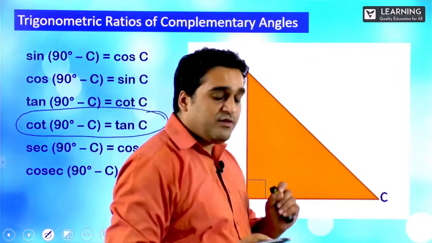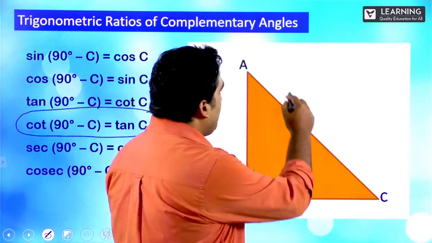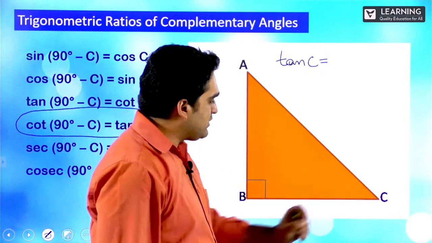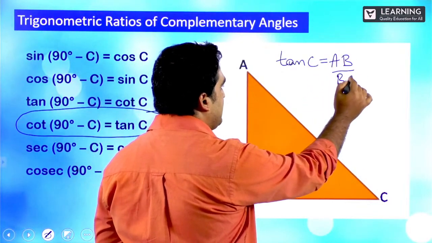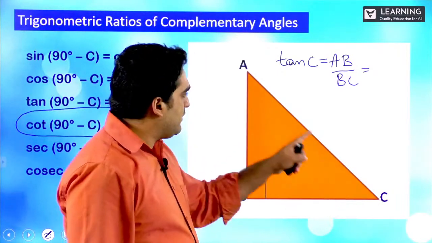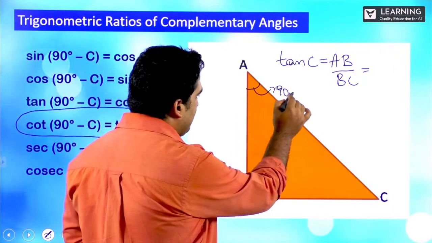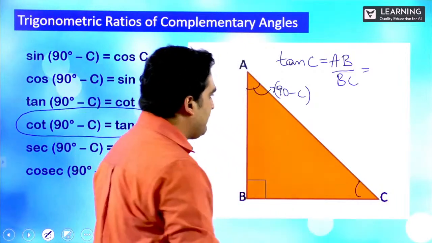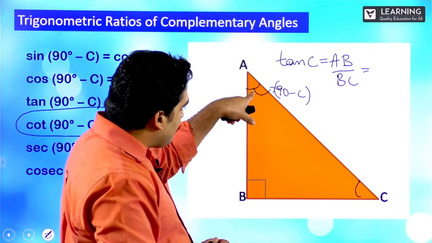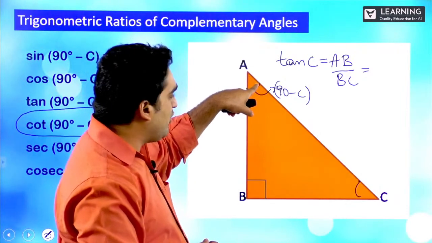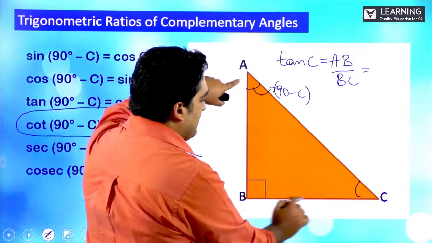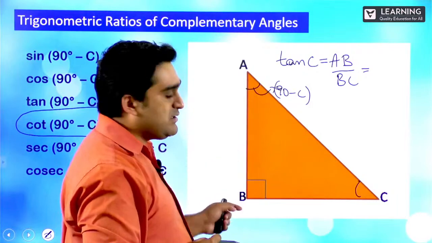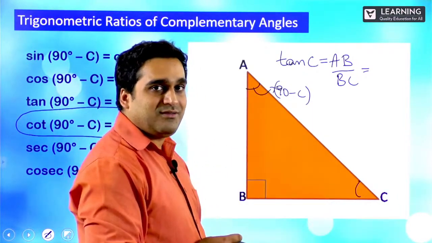Okay. So let us try to prove this one. Tan C. First of all, tan C is equal to opposite by adjacent, which is AB by BC. If this is C, this angle here will be 90 minus C. Agreed? Instead of writing theta, I've just mentioned C. This is angle C, so this will be 90 minus C. The new angle is located here. With respect to this angle, the opposite line will be BC and the adjacent line will be AB.